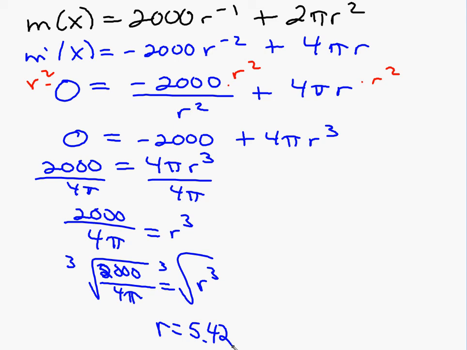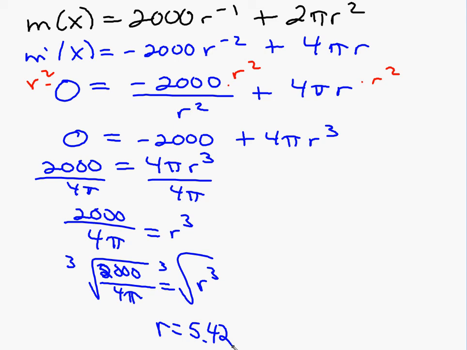And 5.42 is what? Am I done? Do I have what I need? That's your radius. That's the radius of the can. So you can go back to your function and find the... And so what would I do to find the height? Plug in your r. Into what? Your volume. Into the volume.